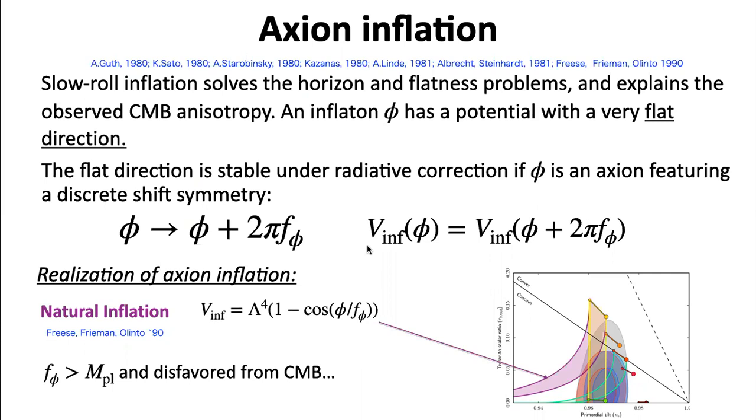Then the potential is a periodic function of the inflaton. So the potential can be expanded by cosine terms. A well-known realization of the axion inflation is the natural inflation. In this case, the potential is represented by a single cosine term. However, to satisfy the slow-roll condition, we need a super-Planckian decay constant, which may be in tension with quantum gravity. Also, this scenario is disfavored from the CMB observation due to the too large tensor-to-scalar ratio.